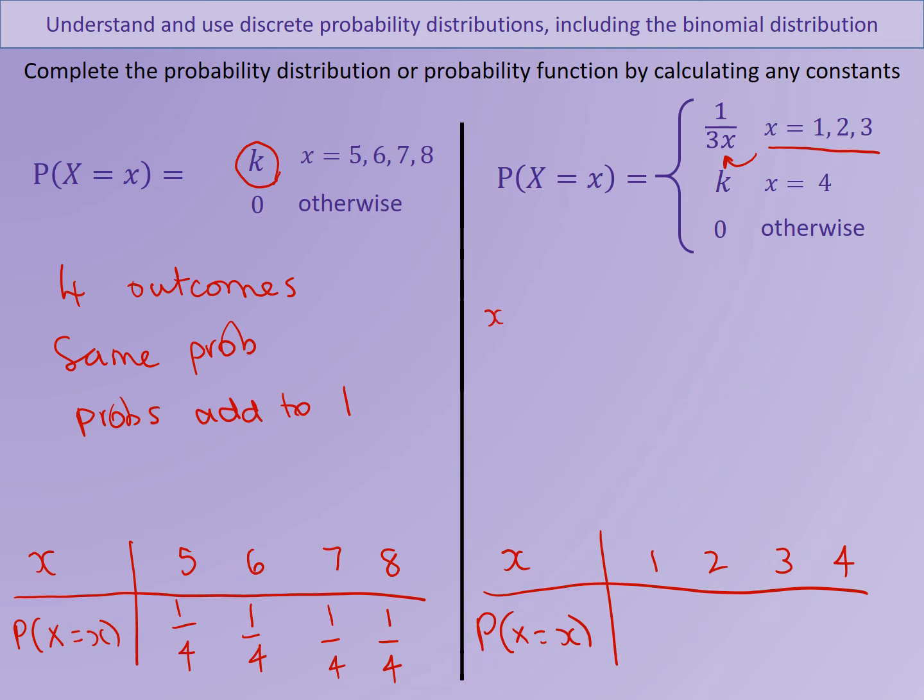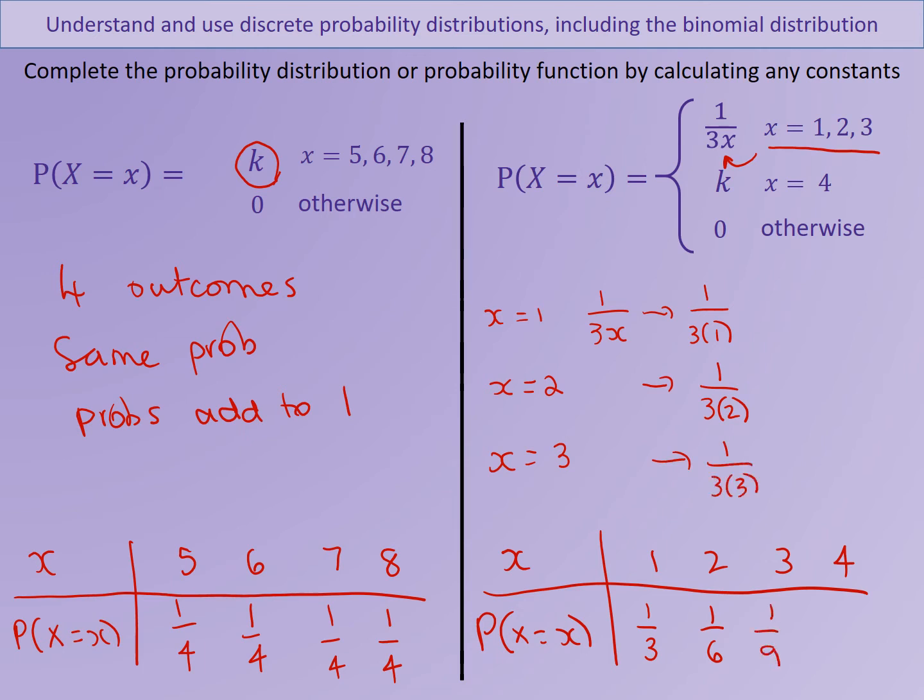So when x is equal to 1, we have 1 over 3x, which means 1 over 3 times 1, which is a third. If x was equal to 2, then we'd have 1 over 3 times 2, which is a sixth. And x equal to 3, same idea, 3 times 3, so that's 1 over 9.